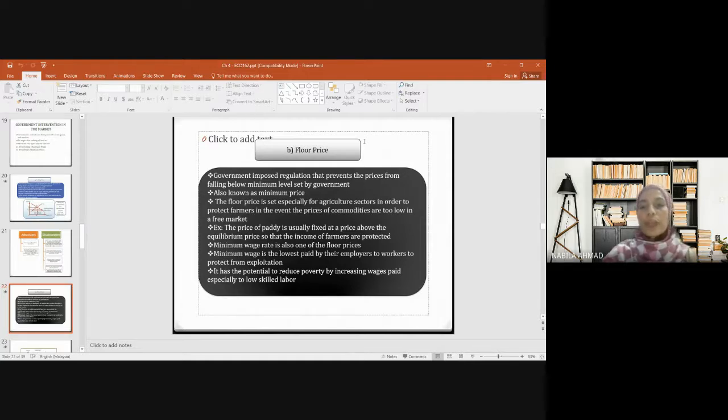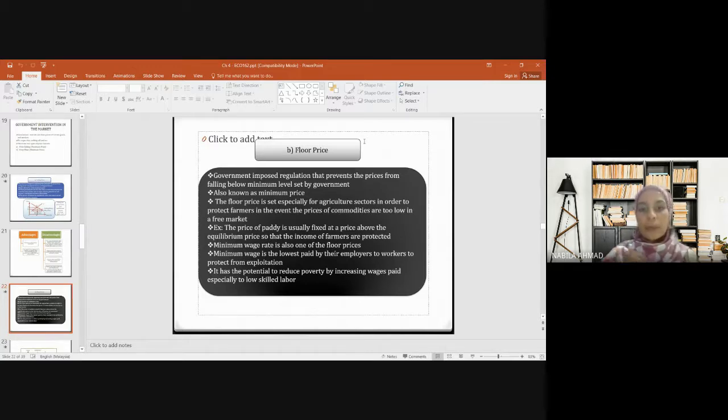Government impose regulation that prevents the price from falling below minimum level set by government. So government ni nak bantu producer, dia akan impose price floor. So dia set minimum price, jadi harga tidak boleh dijual ataupun dibeli pada harga yang rendah lagi daripada minimum price ini. Okay. Biasanya government akan impose dalam agriculture sector.